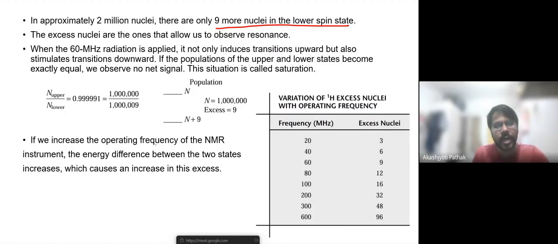So if we increase the operating frequency of the NMR instrument, the energy difference between the two states increases, which causes an increase in this excess. Okay, so it is this difference. This difference in the population is what is detected.